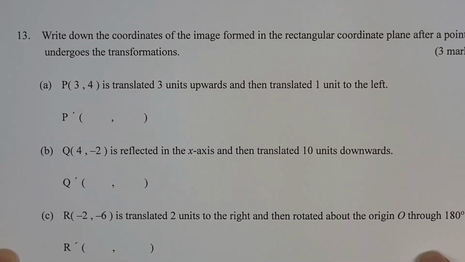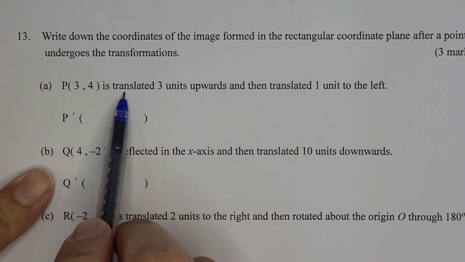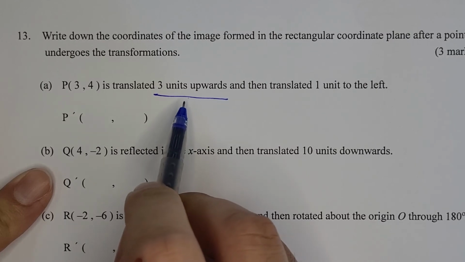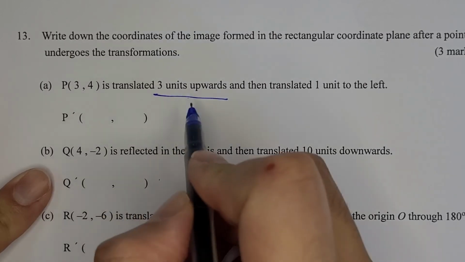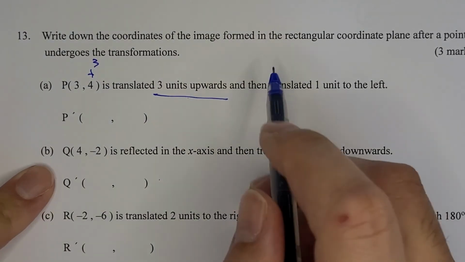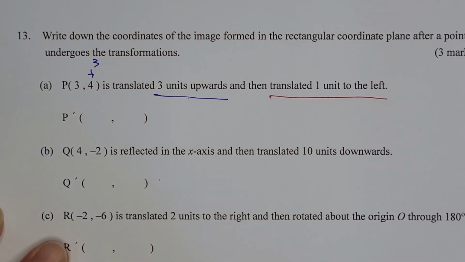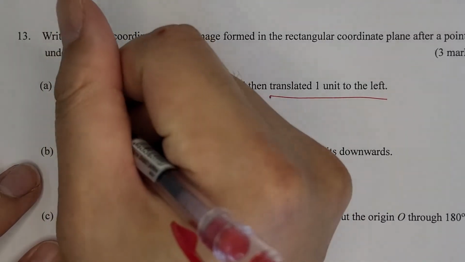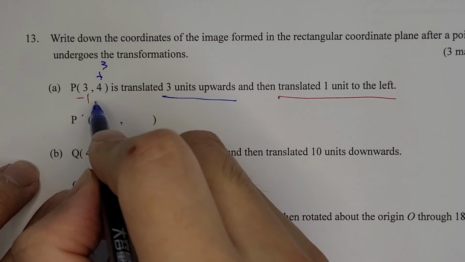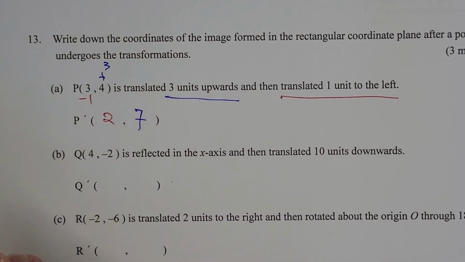Write down the coordinates of the image. If (3, 4) is translated 3 units up, this is controlling the y coordinate, so this one should add 3. And then translate 1 unit to the left. This is controlling the x coordinate. Move 1 to the left, that means minus 1. So the final answer will be (2, 7).